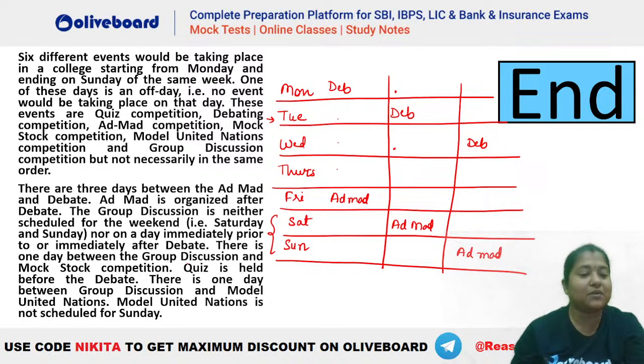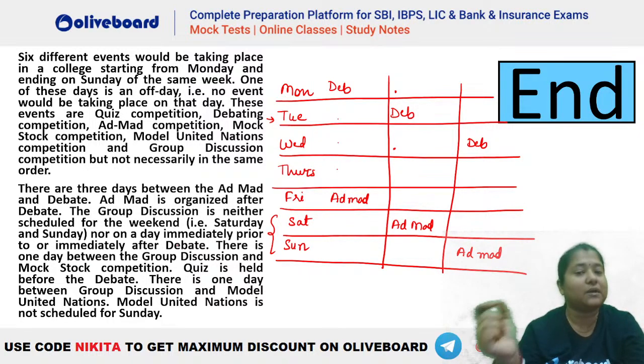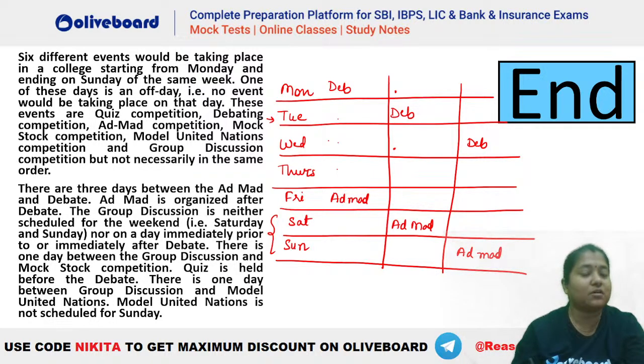There is 1 day between GD and mock stock competition. So there has to be 1 day between GD and mock stock. Okay. In the first case, we know that this GD has to be there on Wednesday or Thursday. But if you place your GD on Wednesday, you will not be able to place your mock stock. So you can see here that GD has to be here. Okay. And mock stock can either be there on Tuesday or you can see it can be on Saturday.